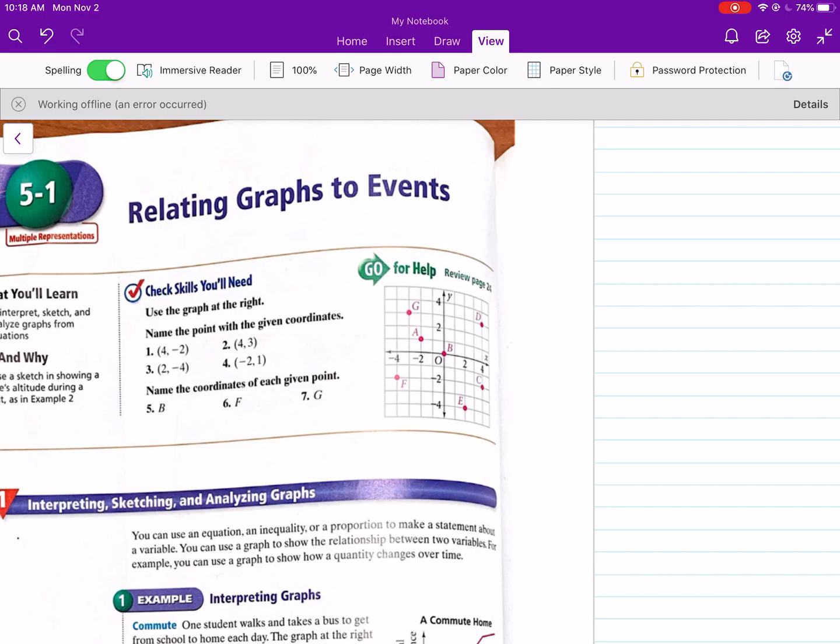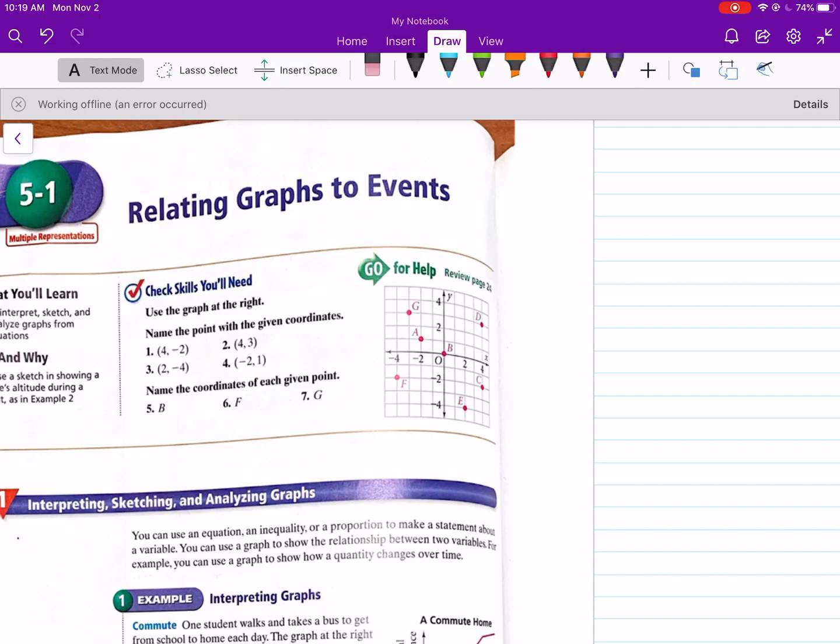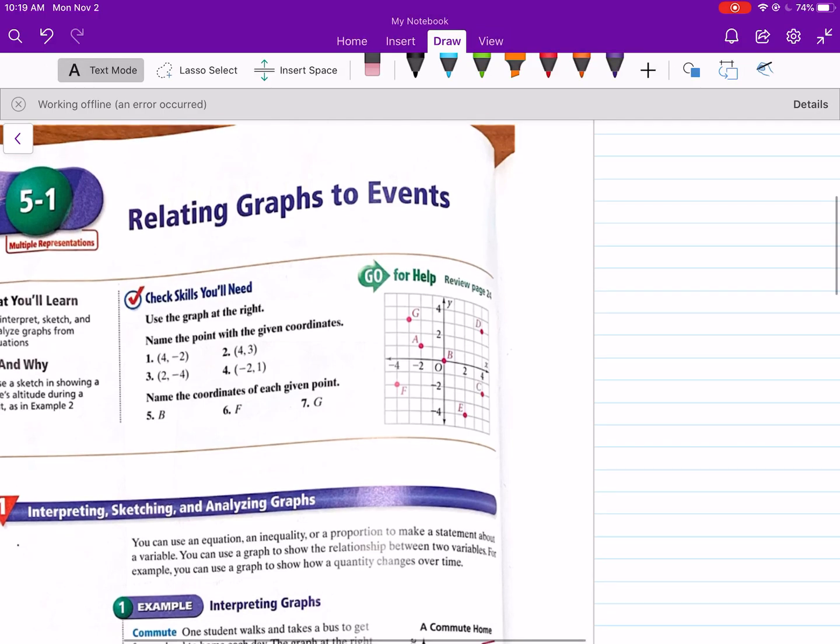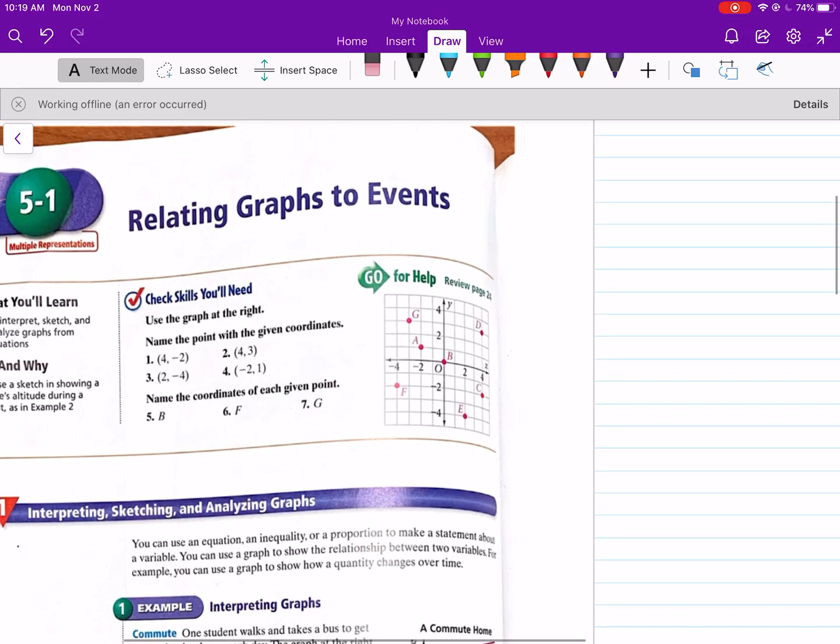Remember, functions are all about different function families and their graphs. So we're getting ourselves into the swing of some graphing. We've done some scatter plots, so now we're going to talk about interpreting, sketching, and then analyzing. We're going to do all three of these: interpret, sketch, and analyze graphs.